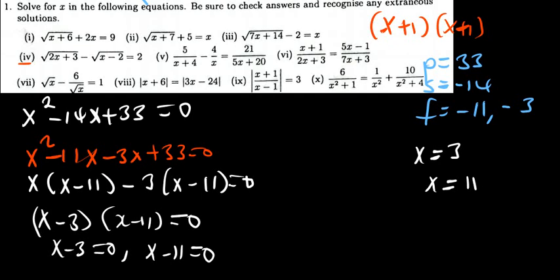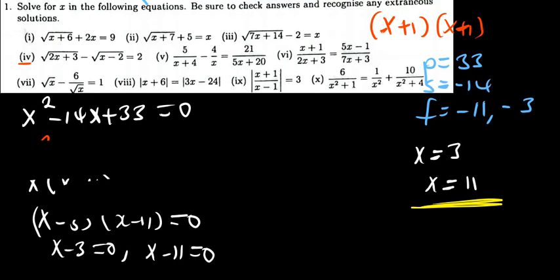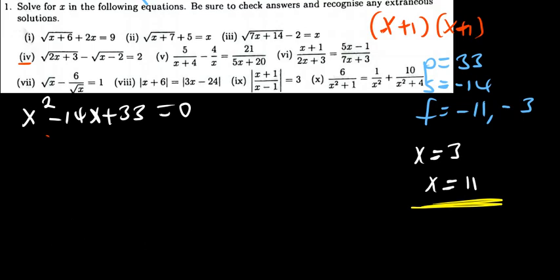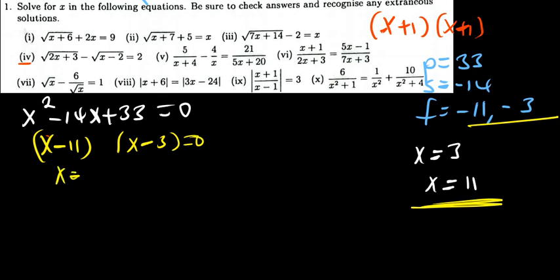Now, sometimes if you don't want to waste time, this is what you do. When you identify your factors and you realize that x squared has got the coefficient of positive 1, these are your solution. So you just say x minus 11 and x minus 3 is equal to 0, meaning x is equal to 11 and x is equal to 3, like that.